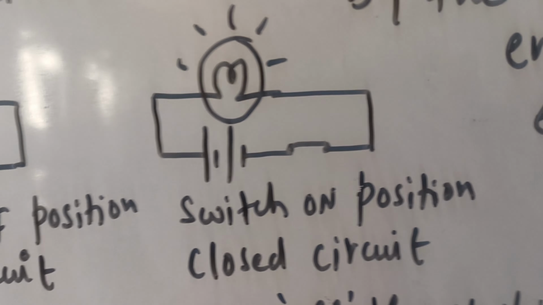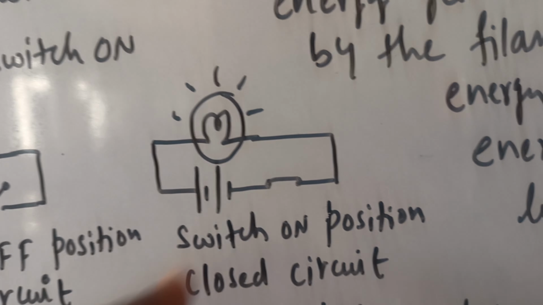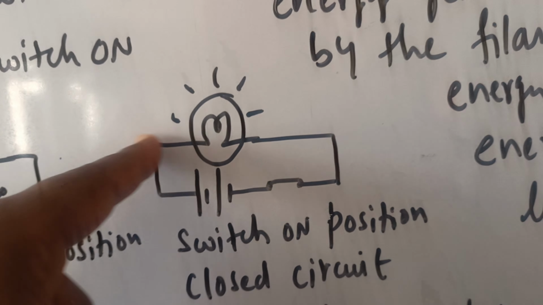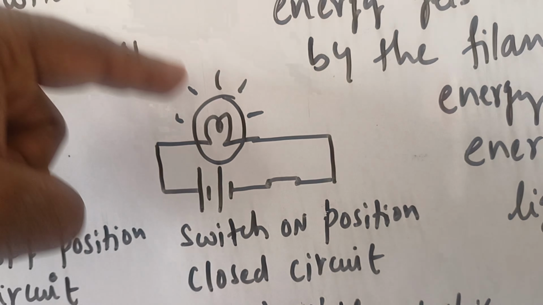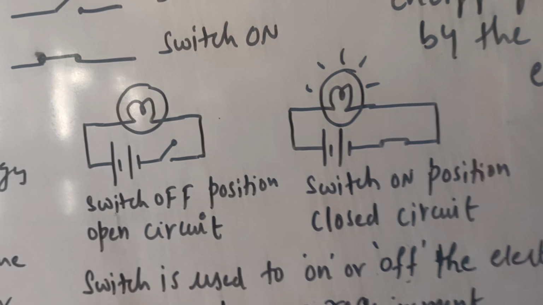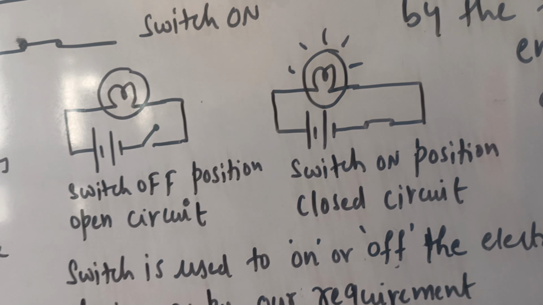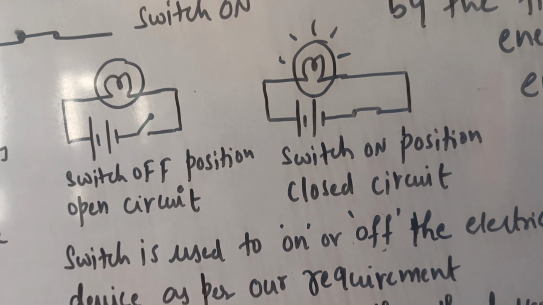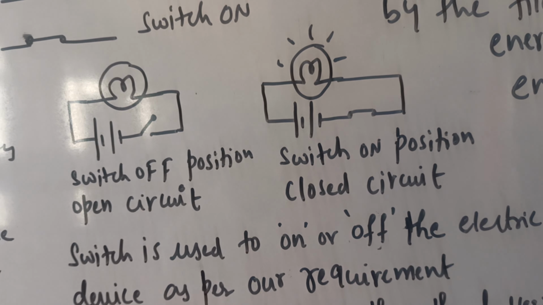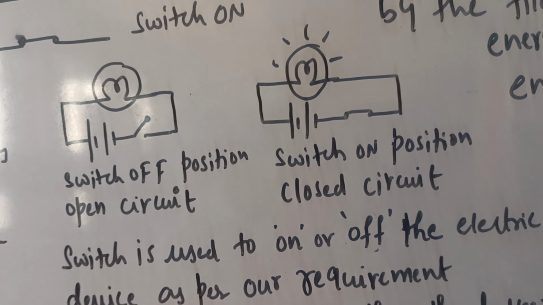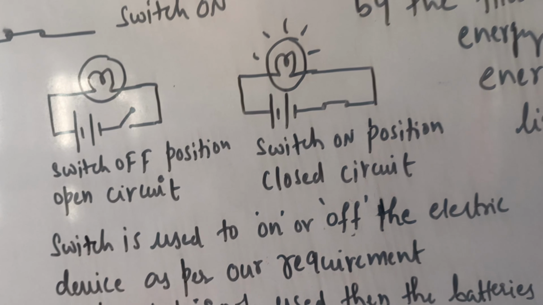Now we'll come to closed circuit. When switch is on, electricity flows from positive terminal to negative terminal. The bulb glows. So these are the two circuits. One is switch off condition, another is switch on condition. So switch is used to switch on and switch off as per the requirement.